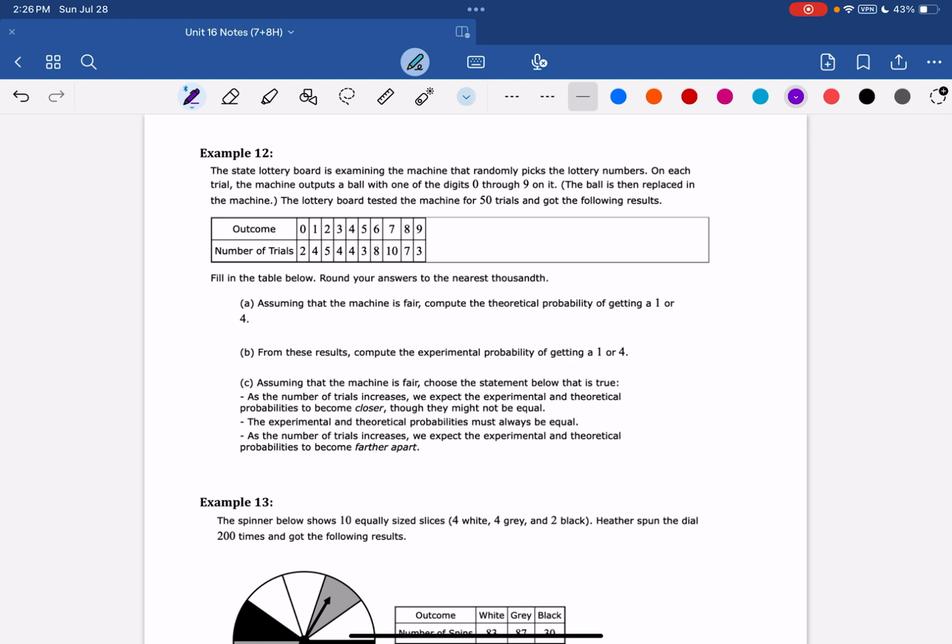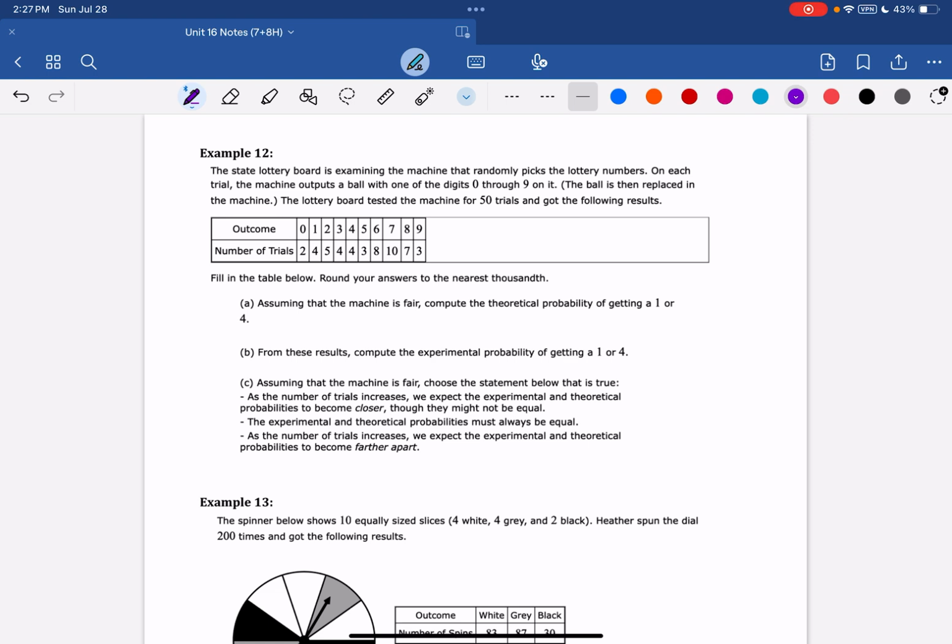The State Lottery Board is examining the machine that randomly picks lottery numbers. On each trial, the lottery machine outputs a ball with one of the digits 0 through 9 on it. The ball is then replaced in the machine. That means they put it back. The lottery board tests the machine for 50 trials and got the following results. Fill in the table below, or that means answer the questions. Round your answers to the nearest thousandth.